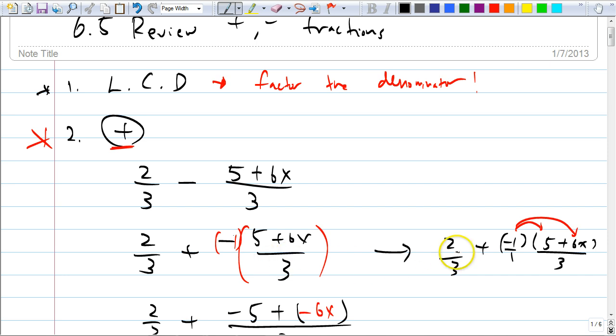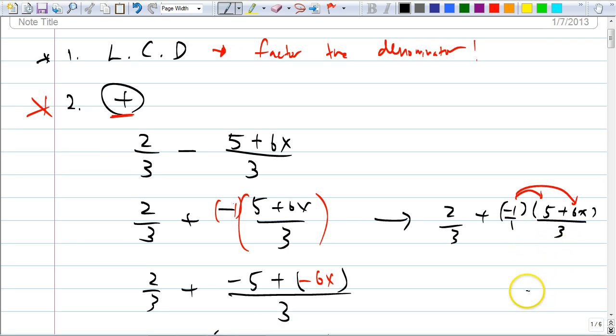Now, do I need to multiply the negative to the bottom, the denominator? No. Why not? What does negative 1 really mean? Negative 1 is really negative 1 over 1. So what's 1 times 3? 3. So you don't write negative 3 on the bottom, do you? You see what I mean? So really think about that. Negative 1 is really negative 1 over 1. You just distribute that to the numerator.